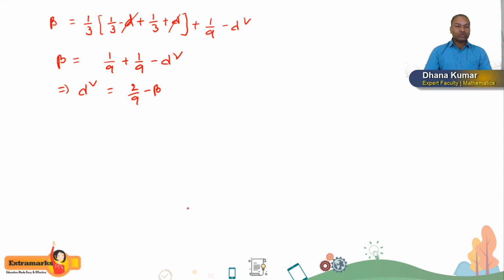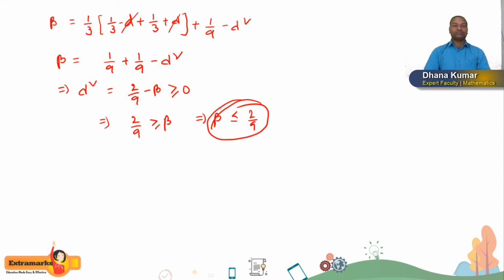In general, the square of any value is always greater than or equal to 0. Is it correct or not? The square of any value is always greater than or equal to 0. Using this relation, minus beta, shift this side: 2 by 9 greater than or equal to beta. Reverse, write beta less than or equal to 2 by 9. Finished. Beta part completed. Okay.